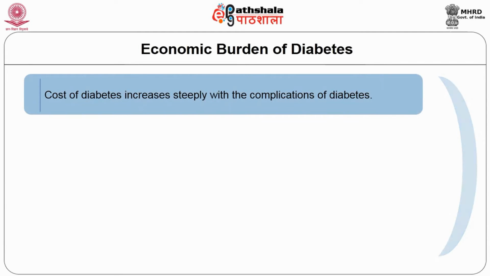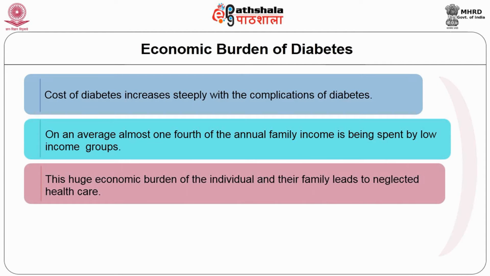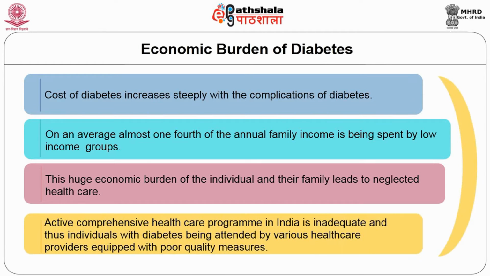every year. On average, almost one-quarter of the annual family income is spent by low income groups to manage diabetes. This huge economic burden on the individual and the family leads to neglected healthcare. The active comprehensive healthcare program in India today is inadequate, and thus individuals with diabetes are being attended by various healthcare providers equipped with poor quality measures.